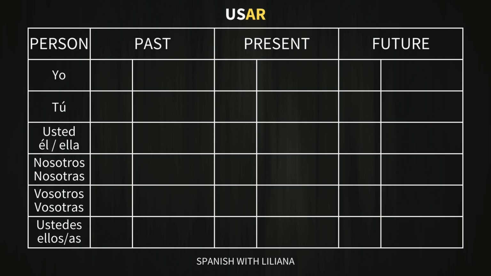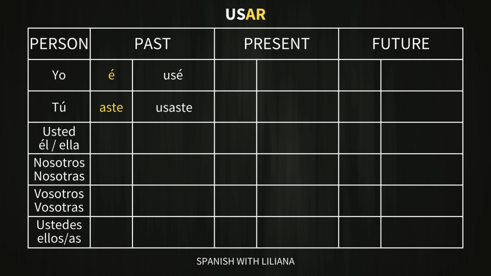Usar means to use, and it's a regular AR verb. To conjugate it in past, for yo, I, we're going to take the AR piece and replace it with an E and the accent above the E. So it becomes usé. For tú, the informal you, we're going to replace AR with aste. So the full word becomes usaste in the past tense.